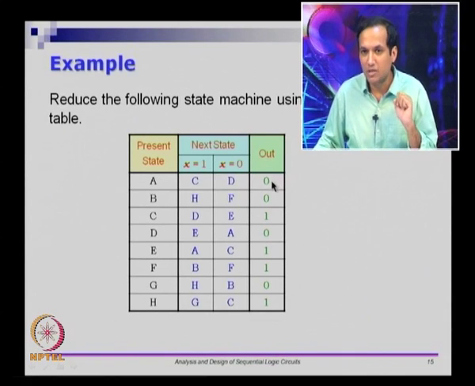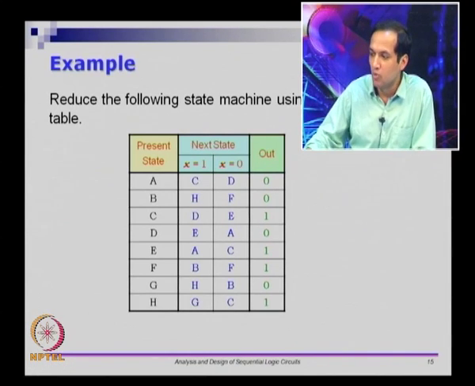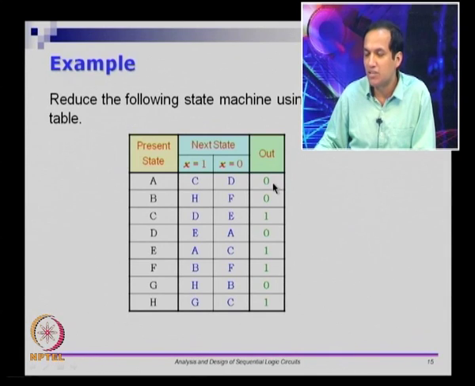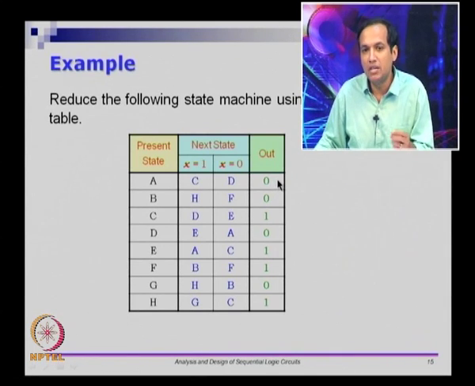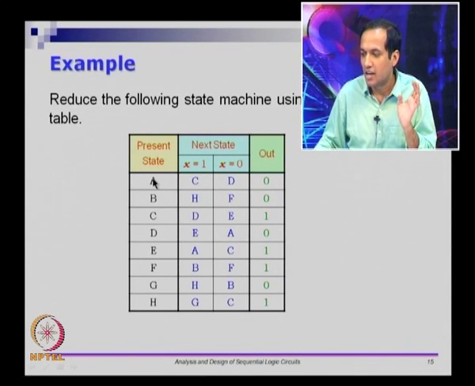So the previous example was a Mealy machine, this is a Moore machine. If I want to find out equivalences for a Moore machine, then a state which produces a 0 cannot be equivalent to a state which produces a 1. So by looking at this I can say that A cannot be equivalent to C, E, F or H, B cannot be equivalent to C, E, F or H, and so on.